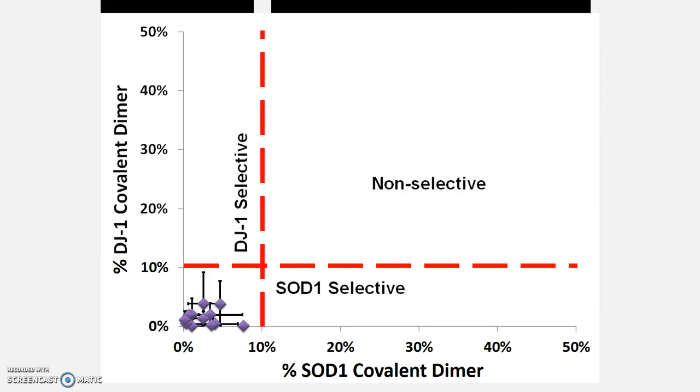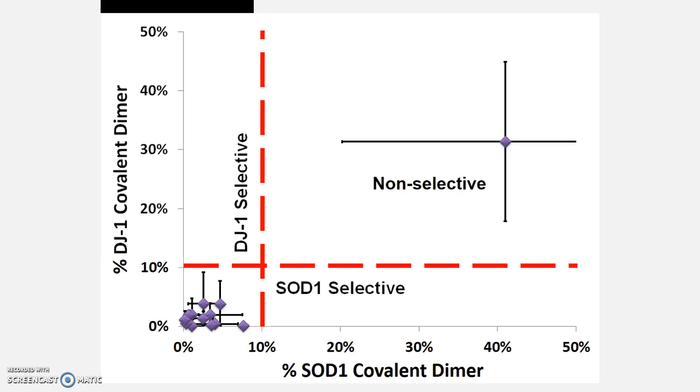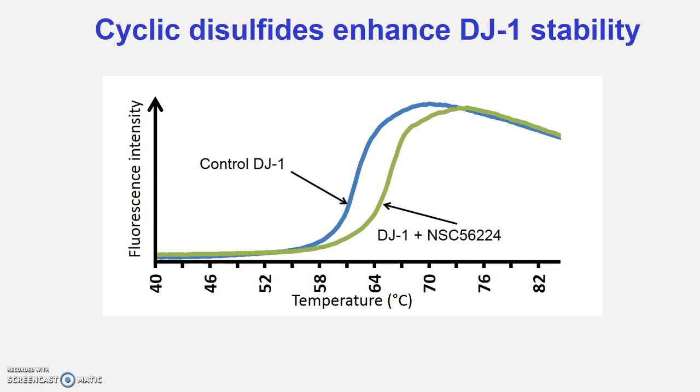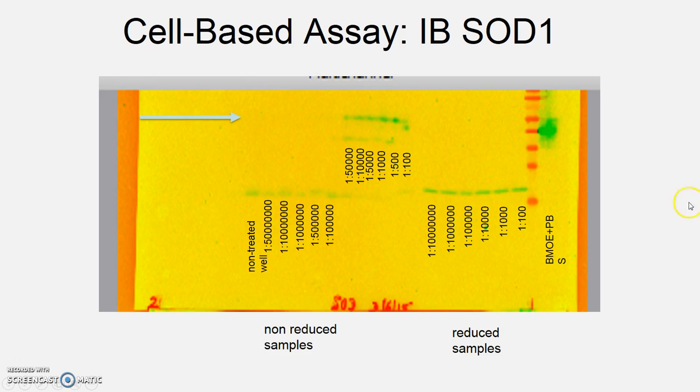Most of our compounds didn't work well. A few of them were non-selective. And some of them were very selective just for particular proteins, which was great. Those are the structures if you're interested. And they enhanced stability, like you want to do. And then this is the coup de grace for us at this point.